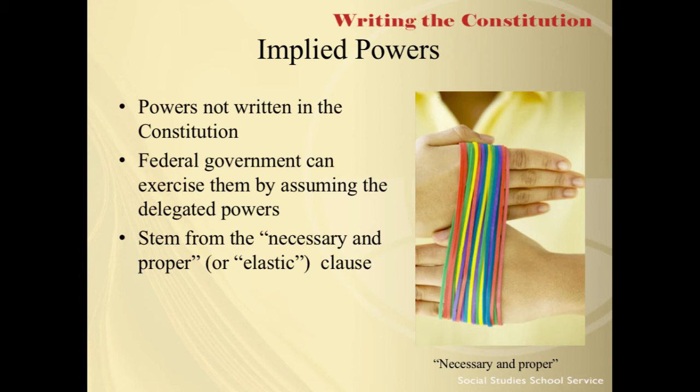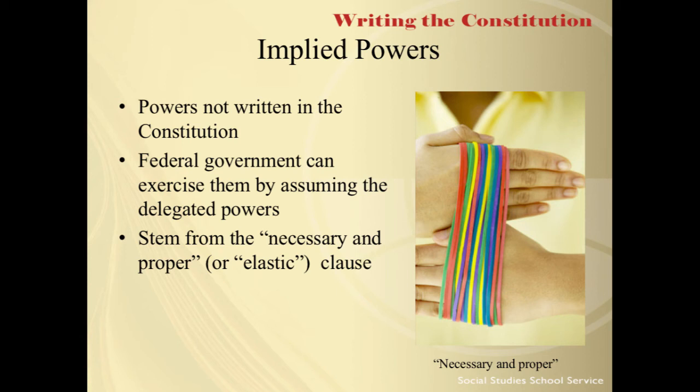The text of this clause states that Congress shall have the power to make laws, all laws, which shall be necessary and proper for the carrying into execution the foregoing powers, and all other powers vested by this Constitution in the government of the United States or in any department or officer thereof.